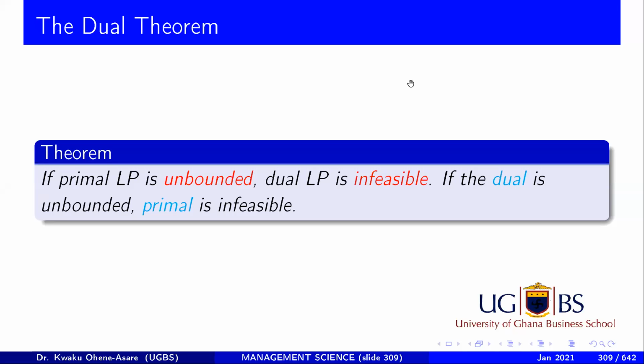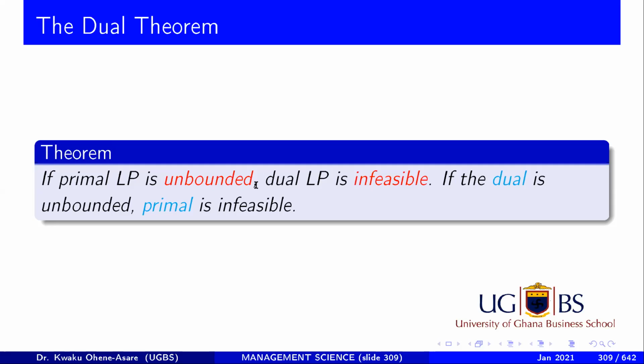Okay, so let's look at the duality theorem. If the primal linear problem is unbounded, the dual linear problem is infeasible. If the dual is unbounded, the primal is infeasible. We've said this before. And please note that the primal and the dual can switch. If one is a primal, the other is dual. If the one is dual, the other is primal. But we always use what we did today as the dual. If one is unbounded, the other is infeasible.